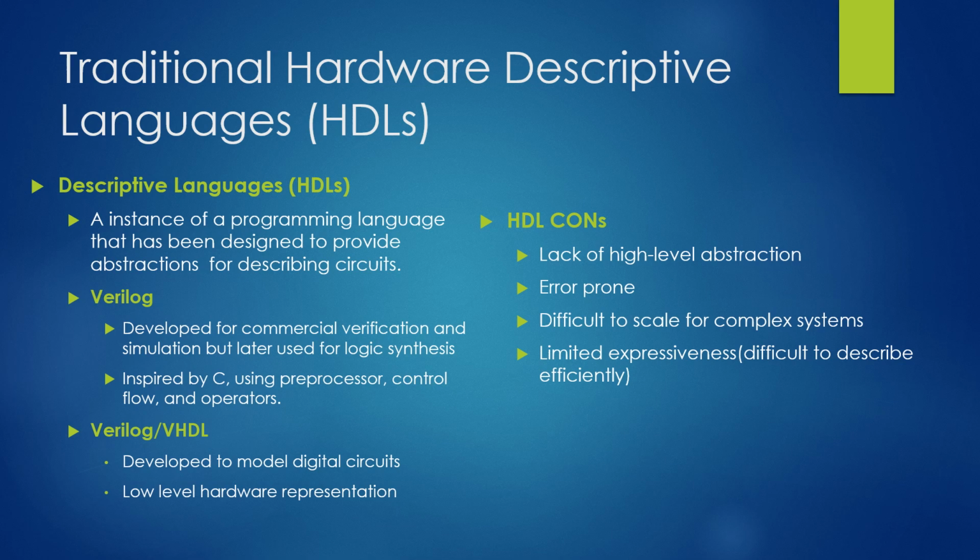VHDL was originally developed for the U.S. Department of Defense with a stronger type system as opposed to Verilog and is capable of offering better support for formal verification. VHDL and Verilog are considered low-level languages focusing on precise hardware behavior, and they lack modern programming functionality such as abstraction and modularity.